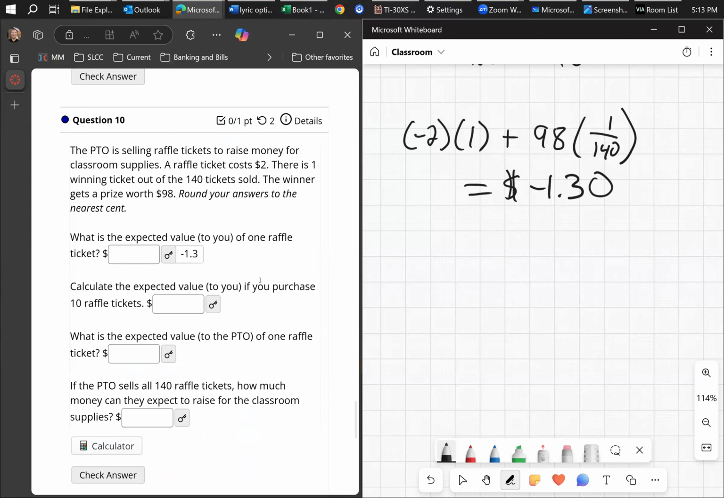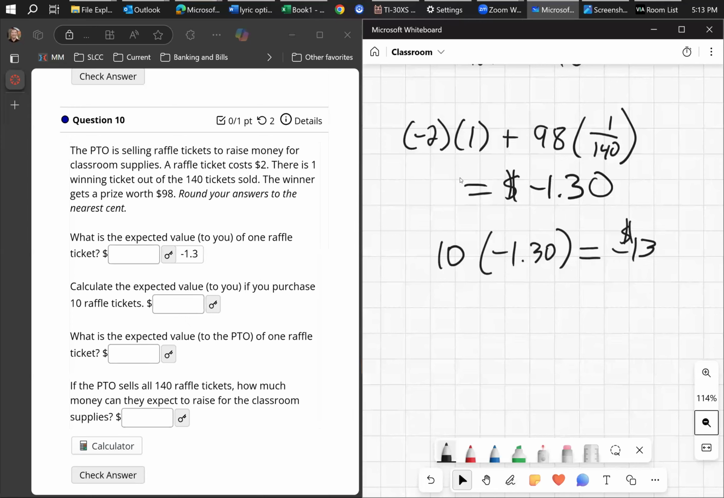Okay, what if you purchase 10 raffle tickets? Well, if you lose $1.30 every time and you do that 10 times, you lose $13. You just multiply them. Now, what's the expected value to the PTO? That's the one selling the raffle tickets. If you expect to lose $1.30, who gets that? The PTO. You don't actually have to work out the other side. There are 2 sides of this situation, and it's the same money changing hands. If you lose $1.30, they gain $1.30.